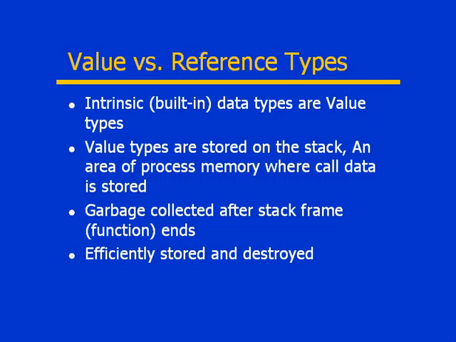As an example, the intrinsic, or those built-in data types, are actually value types. Now, a value type is basically a type in which the data is stored on the stack. The stack is that area of process memory where the actual variable or call data is stored. The garbage collection actually happens after the stack frame, usually defined by the function that defines the scope of the call. After that function ends, that's usually when the garbage collection for stack data takes place. So that means that value types are designed to be very efficiently stored and very efficiently destroyed.